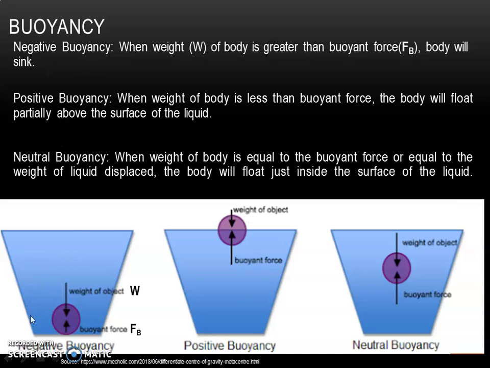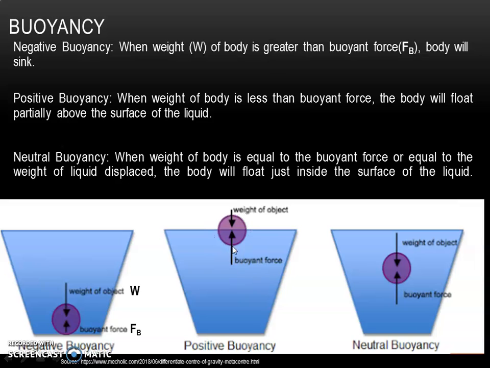Now here we can see that in a container, an object is immersed. In the first case, we can see that this object sinks. This is because the weight of the object, that is W, is greater than the buoyant force Fb. Hence it sinks, and this condition is referred to as negative buoyancy.